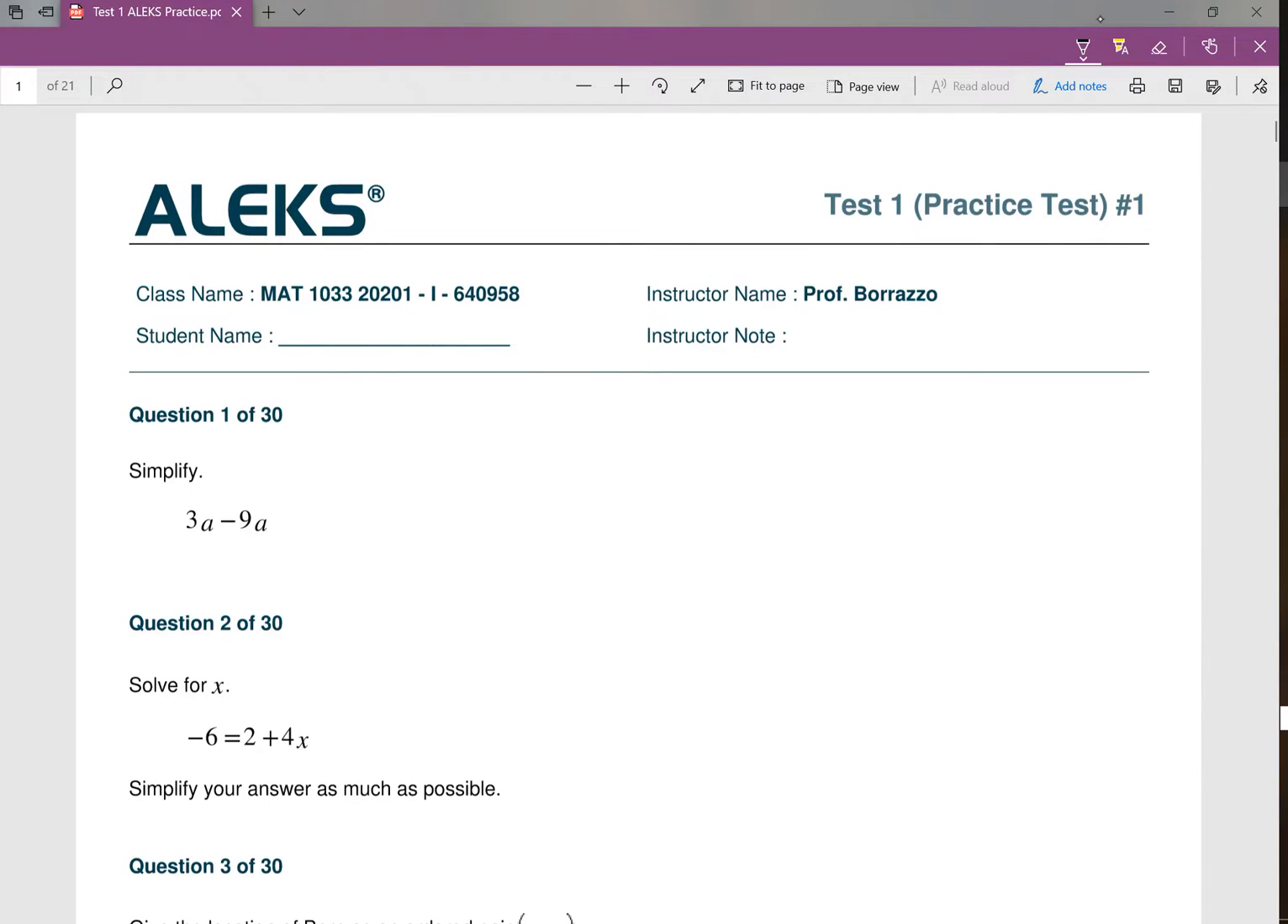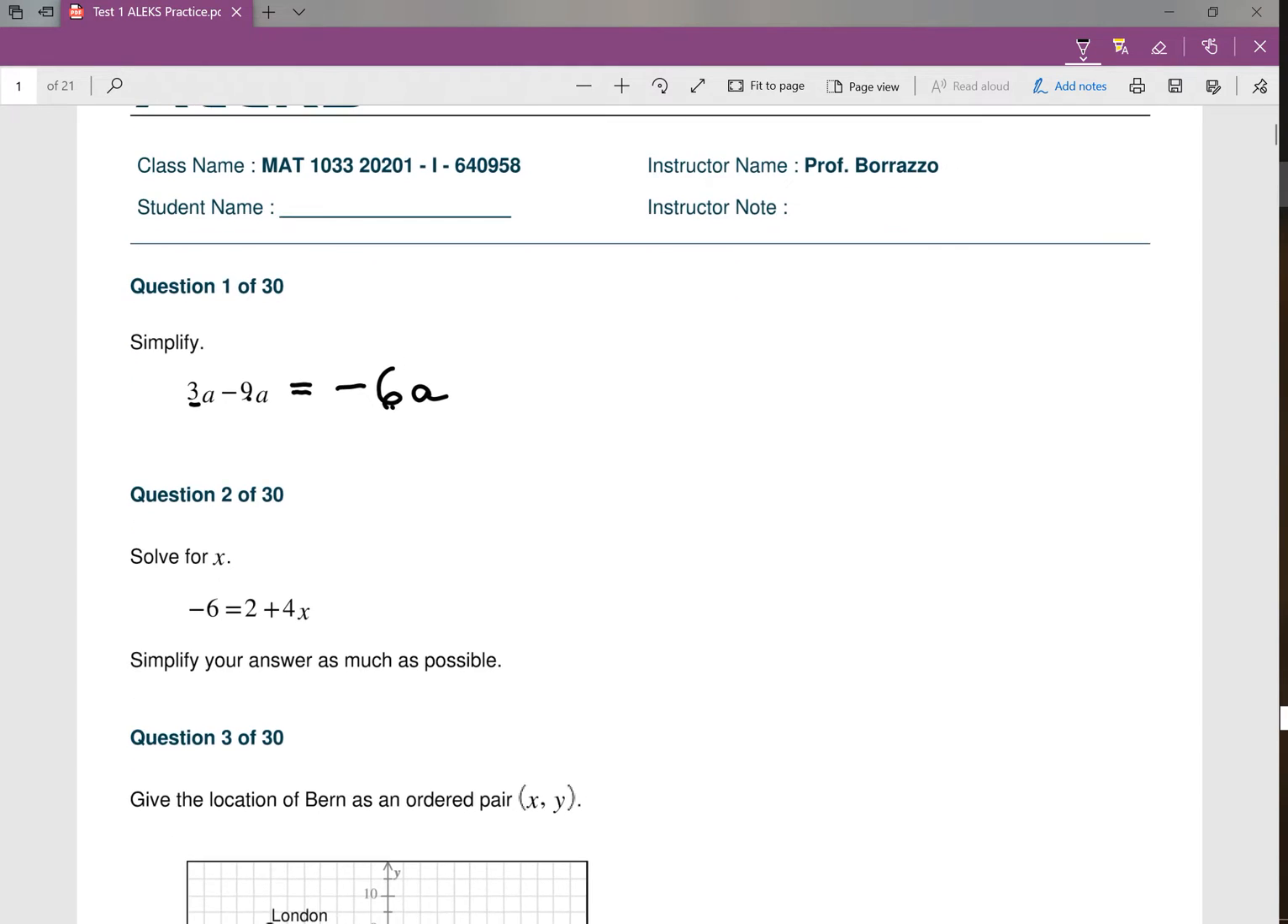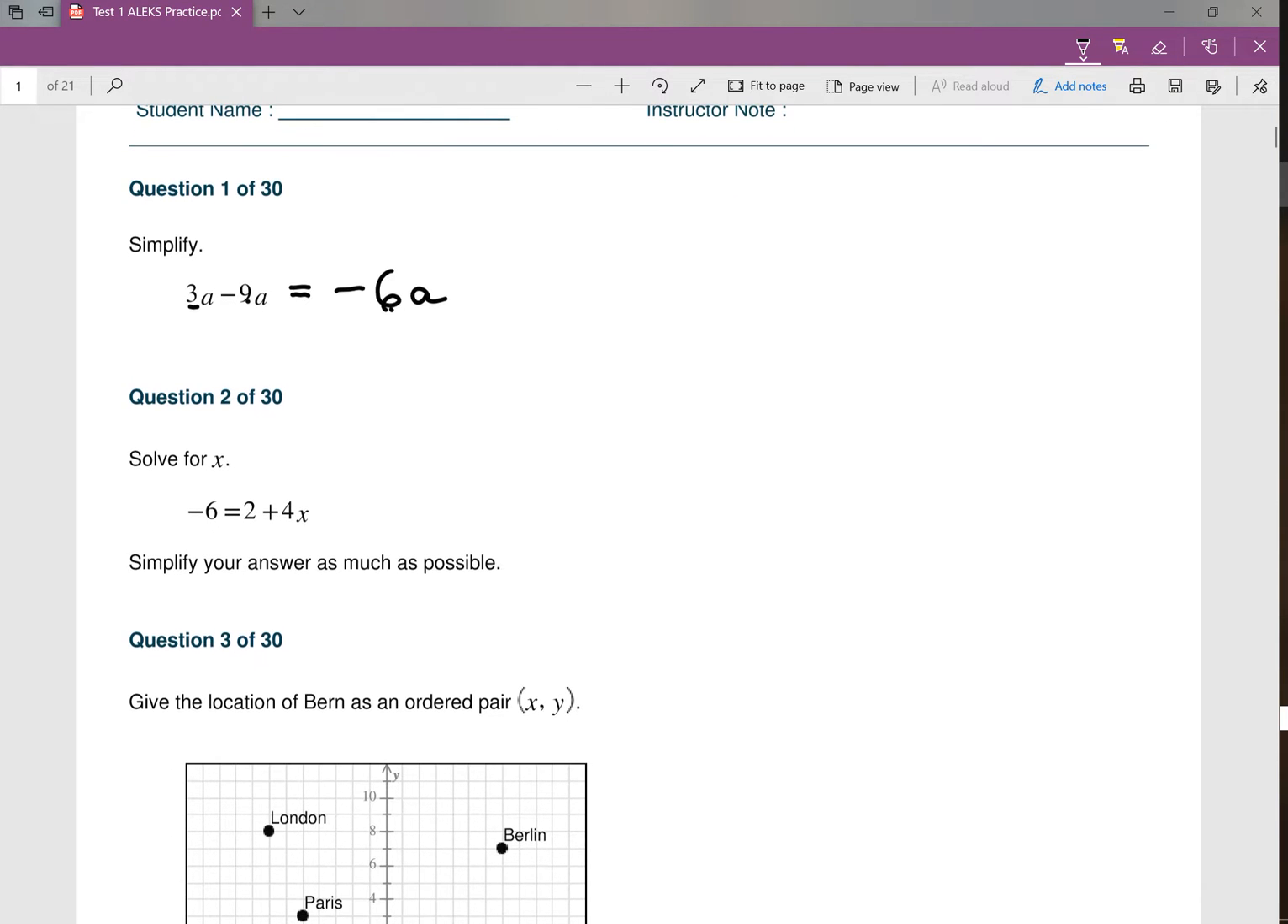Alright, so as you can see here in the first question, they're asking you to simplify. If I have 3 apples and I take away 9 apples, I'm actually short 6 apples, which doesn't even make sense, but 3 minus 9 does make sense, and that's negative 6. It's kind of like a credit card. You don't have the full $9, but you've got 3, but you're still short $6. Can you think of it that way?